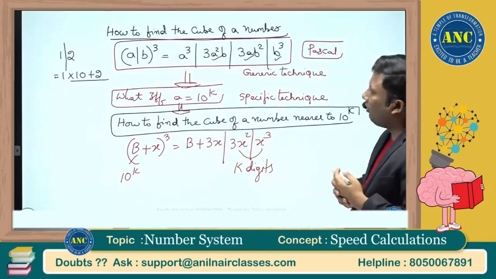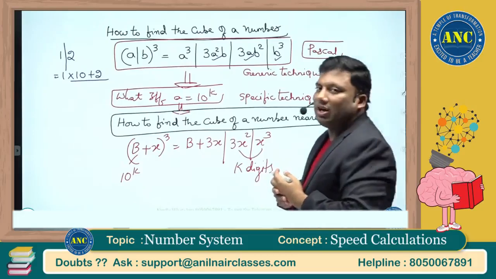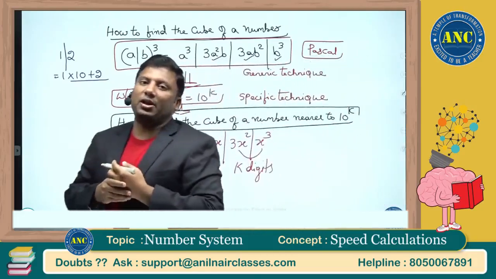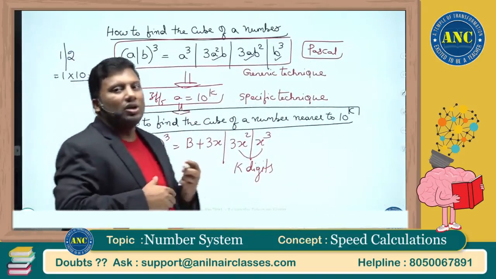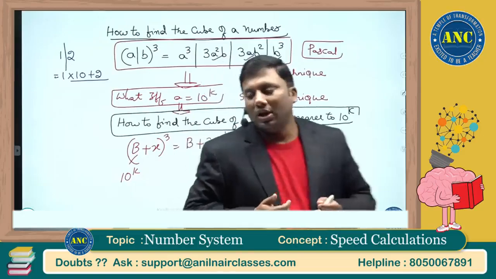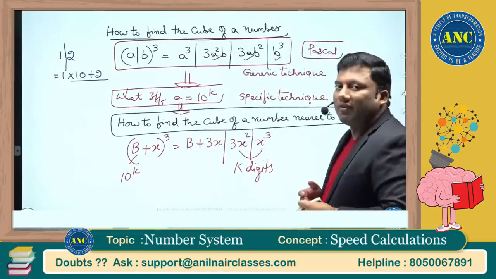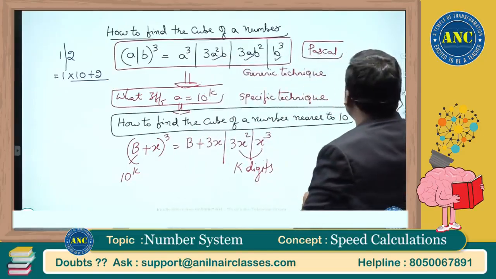How to find the cube of a number? (a plus b) power 3. To find the square we did (a plus b) whole square. To find the cube we will do (a plus b) power 3. To find the nth power we will do (a plus b) power n.